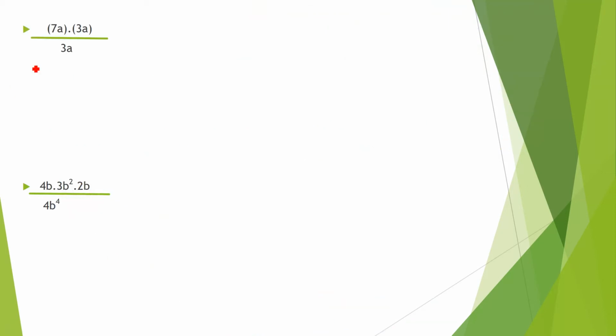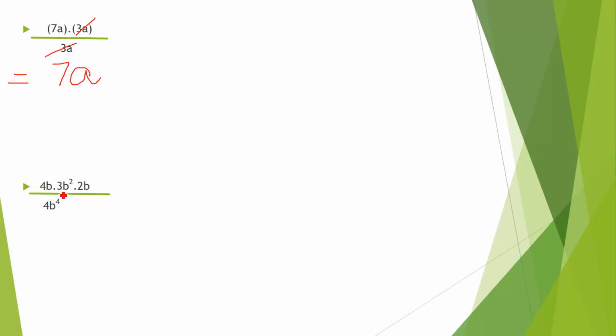Okay, move on. Here 7a multiplied by 3a divided by 3a. So first of all, see if there is any number or variable we can simplify. Yes, 3a in the numerator, 3a in the denominator, remaining is 7a. This is the answer. So simple.